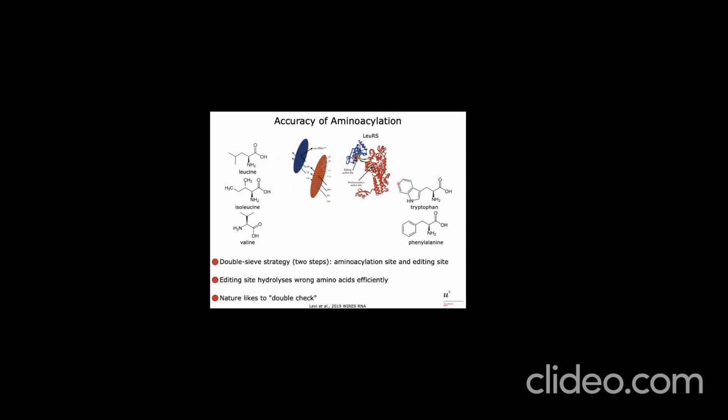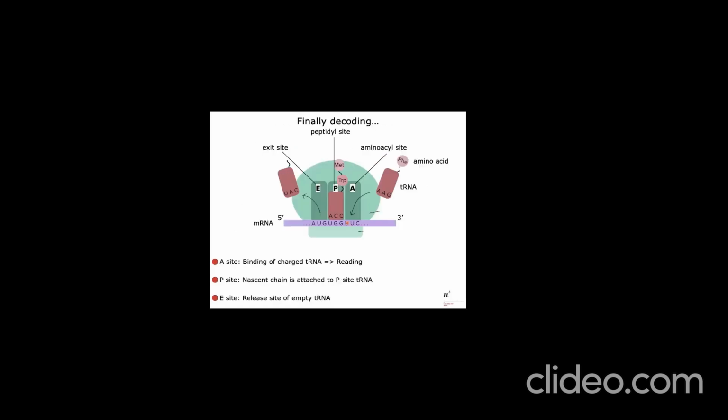And that means by first deflecting the bulky amino acids and then hydrolyzing the wrong but smaller amino acids, the leucine synthetase will actually only charge leucine onto the leucine tRNA. So this is kind of like, as I say, a double check. But let's move to what tRNAs generally do, namely decoding.